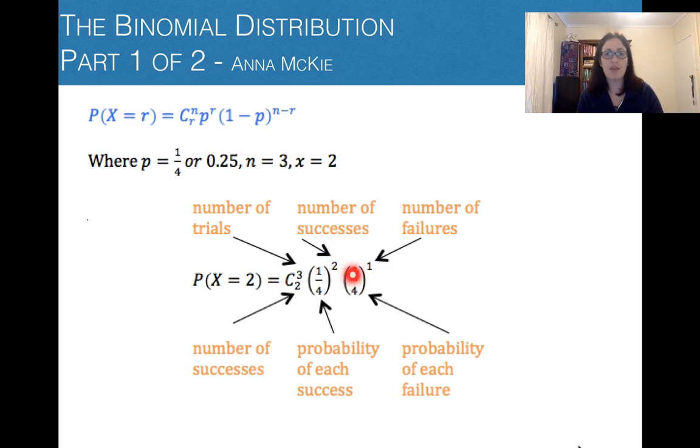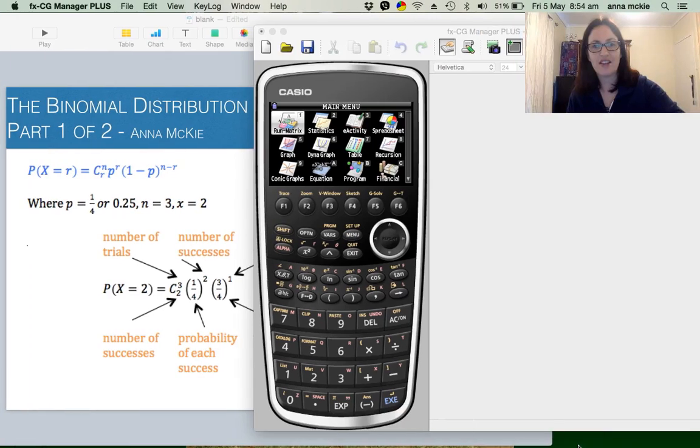So the powers here must add up to the total number of trials. They must add up to the top number at the beginning, so 3. And then in the brackets are the probabilities of success and failure. Together those probabilities add up to 1. So we're just going to put that into our calculators now. So have your calculators handy.